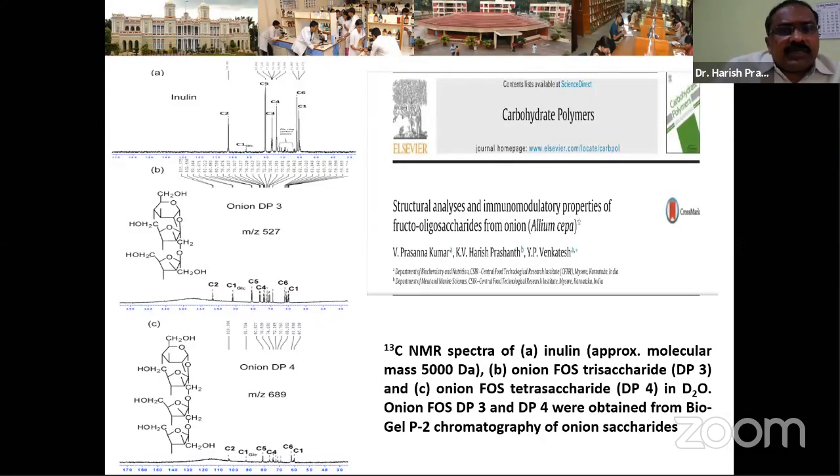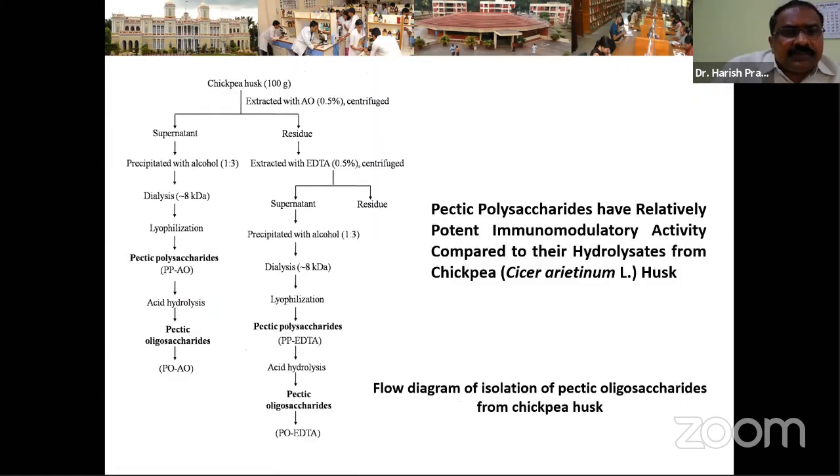And it has been reported, I think in 2015, that the small part of only having 3 or 4 residues will also give an immunomodulation activity.